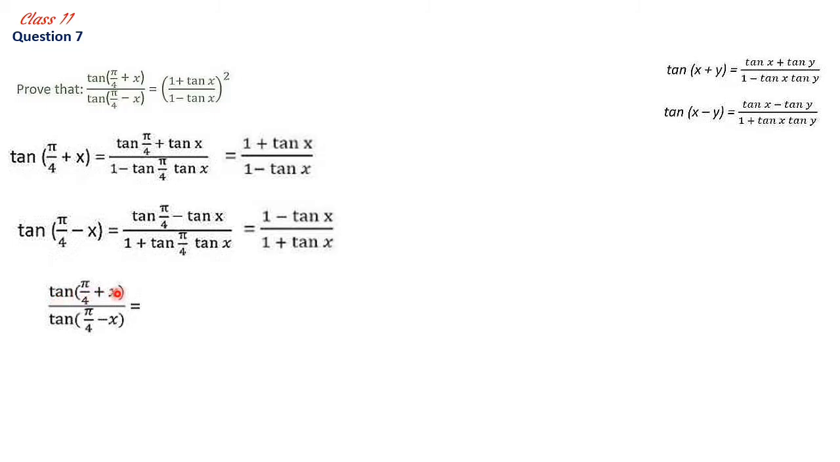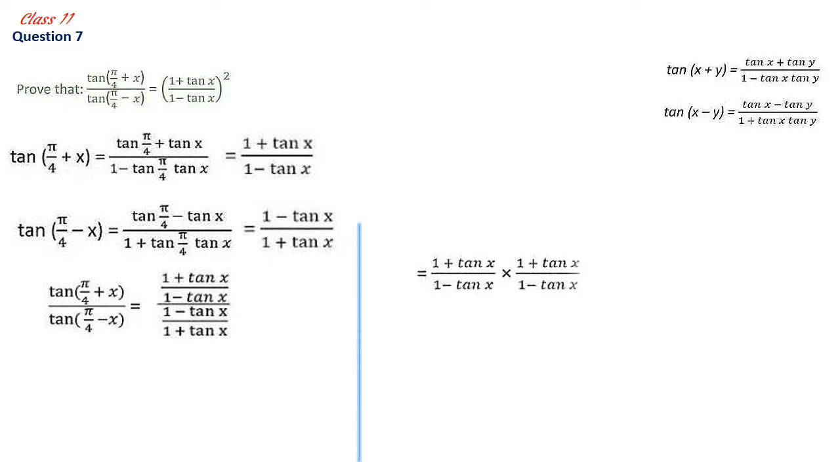Then tan of pi by 4 plus x divided by tan of pi by 4 minus x, that is our left hand side. We have calculated these two, just keep them in the numerator and denominator. So 1 plus tan x by 1 minus tan x divided by 1 minus tan x by 1 plus tan x. These two values we have substituted in the numerator and the denominator. As before, there are two fractions in the numerator as well as in the denominator. So for the denominator fraction we take the reciprocal and multiply with the numerator. So 1 plus tan x by 1 minus tan x is the numerator. Then we change division into multiplication and take the reciprocal of the denominator, which means 1 plus tan x by 1 minus tan x.